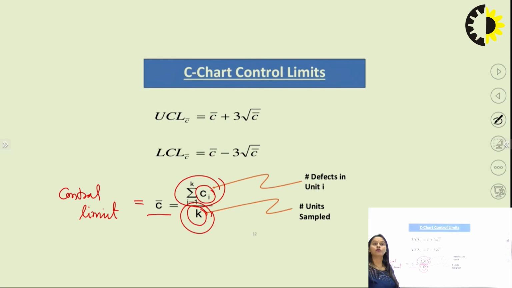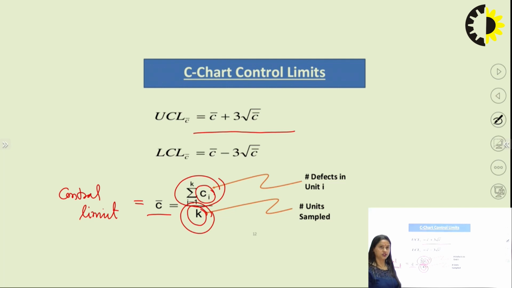Now what will be the upper control limit? We know that the upper control limit is always C bar plus 3 under root C bar, and the lower control limit will be C bar minus 3 under root C bar, which is mean plus 3 into standard deviation and mean minus 3 into standard deviation. I told you that in the C chart we are using the Poisson distribution, and in the Poisson distribution mean and variance are always the same. So if C bar is the mean, then C bar is the variance also, hence the standard deviation will be under root C bar. That is why we get the formula C bar plus 3 under root C bar, and the lower control limit will be C bar minus 3 under root C bar.